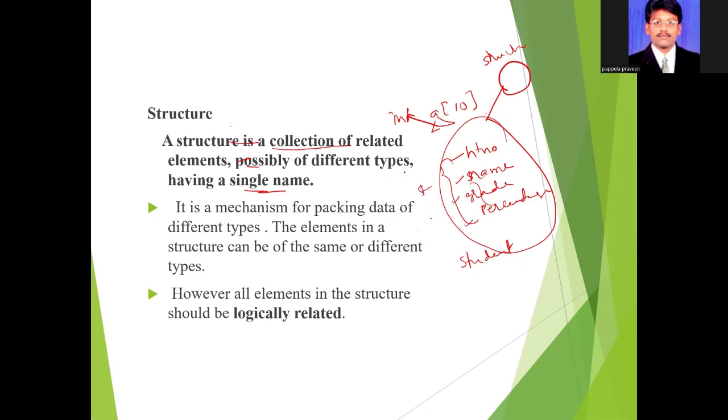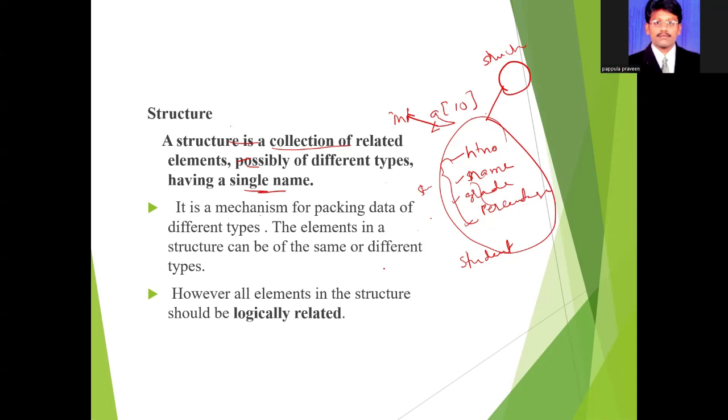Now here a student database is there, so we need different data types. Take an employee database. The employee fields are also similar to student: employee number, employee name, employee salary, employee grade or designation, right? These are all similar to student hall ticket number, name, grade, percentage. However, all elements in a structure should be logically related. You observe that one attribute or variable is related to the other variable.